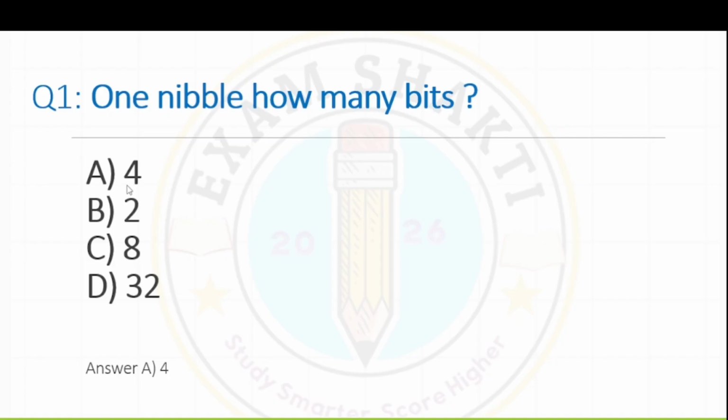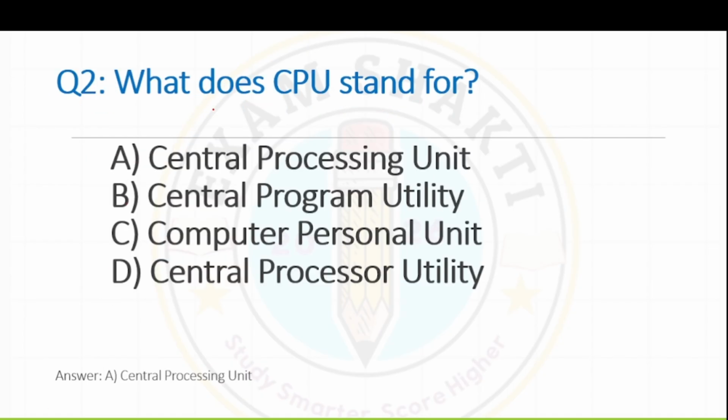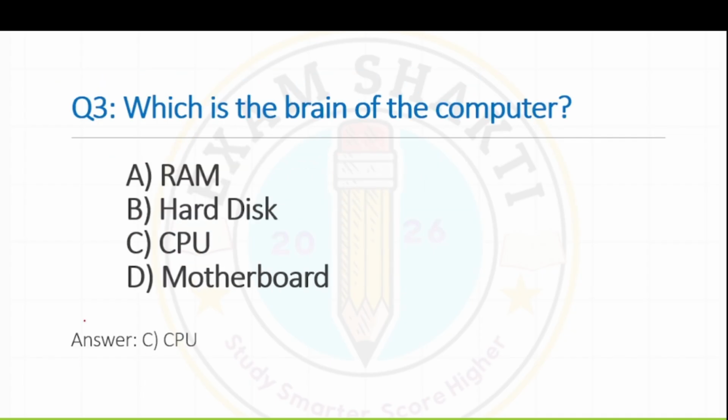1 equal how many bytes? 4, 2, 8, 32. Answer A, 4. Next question. What does the CPU stand for? Central Processing Unit, Central Program Utility, Computer Personal Unity, Central Processor Utility. Answer A, Central Processing Unit.